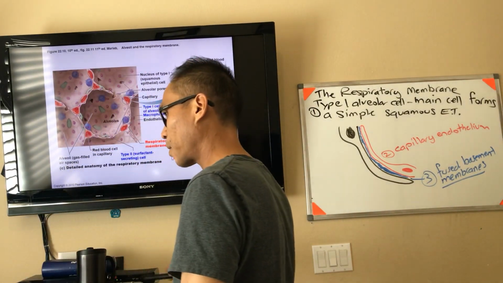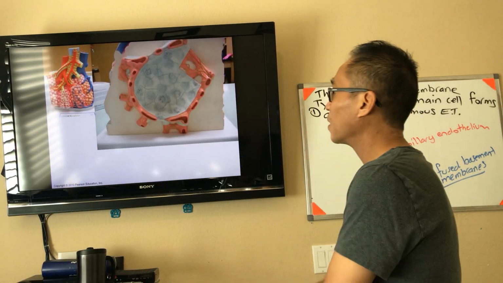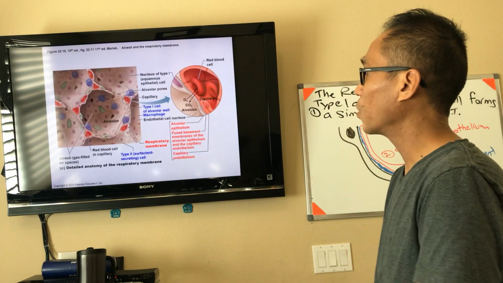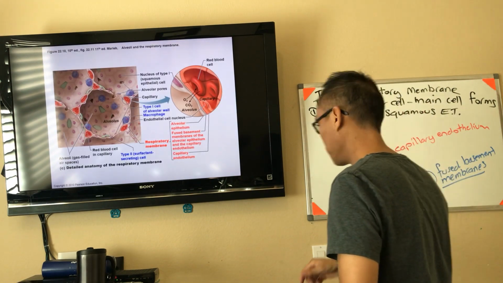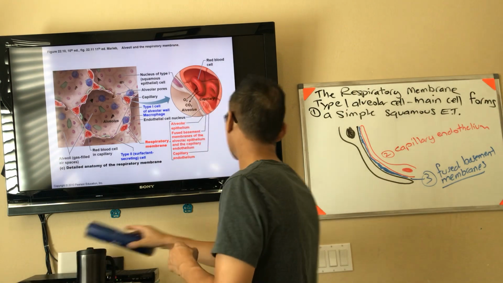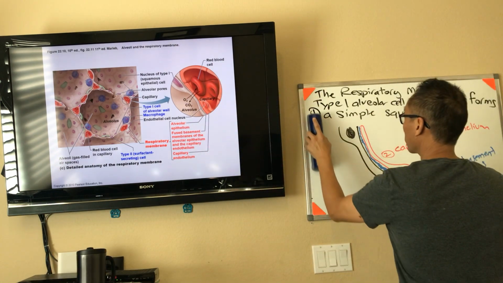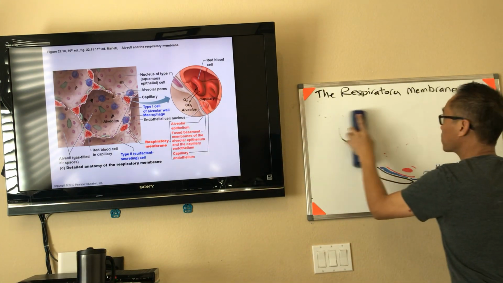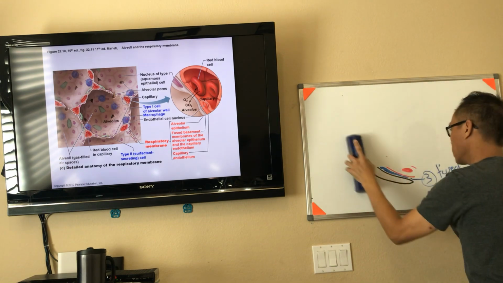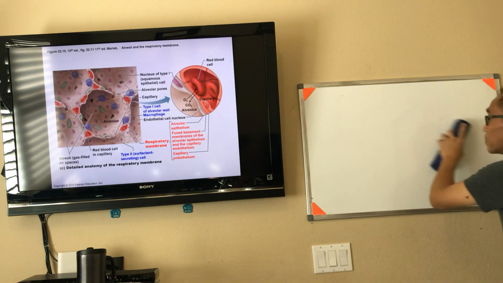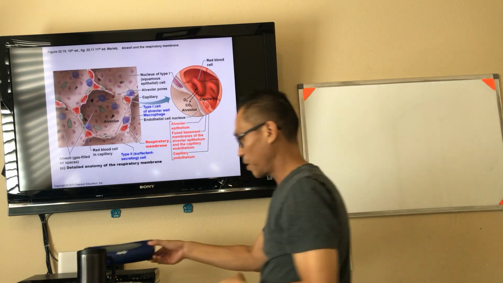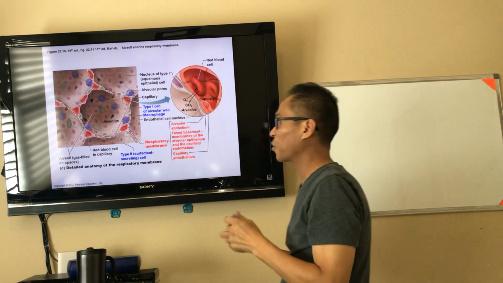Here's a picture of a model you can study. Well, let me go back to this one. I didn't teach the type 2 cells yet, so let me erase this. So the type 1 alveolar cell forms the wall. The only cell types I don't want you to know are type 1, type 2, and alveolar macrophages.